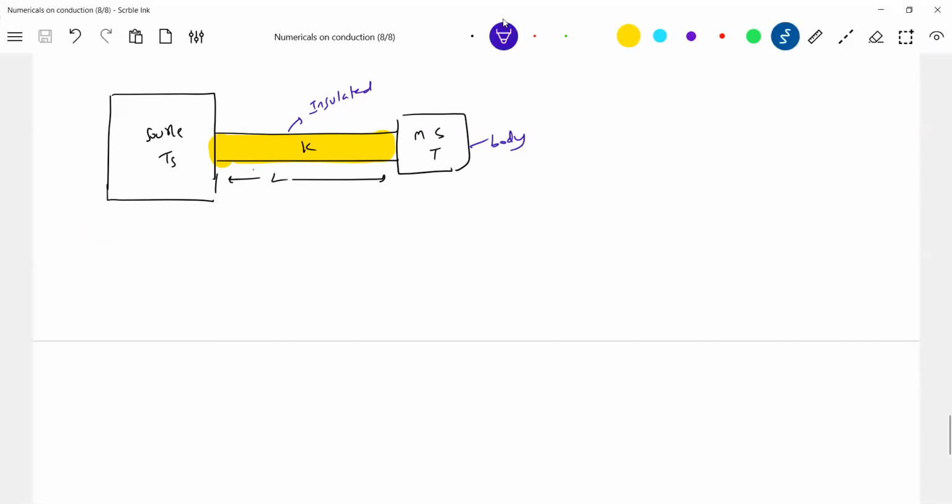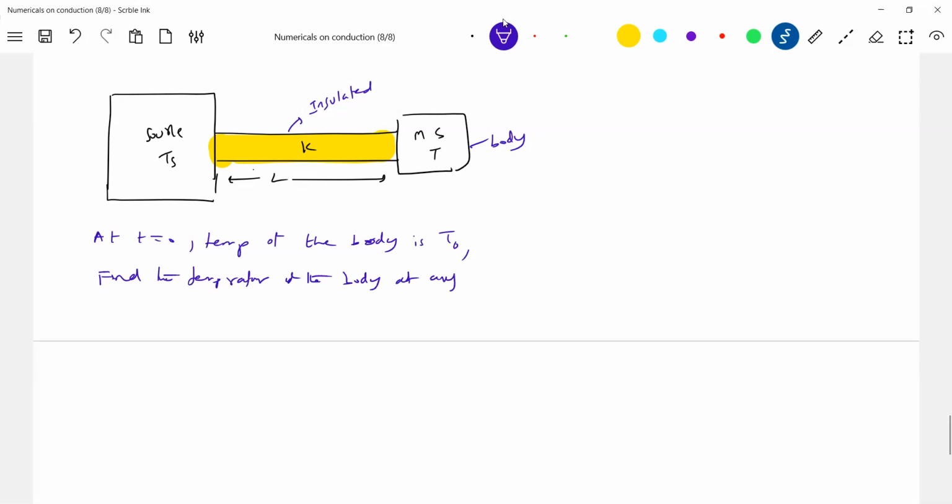of time. At T equals 0, the temperature of the body is T1, or T naught if you want to write T naught. Find the temperature of the body at any time T. This is our discussion. So now, from where is this body getting heat? The body is getting heat through the thermal conducting rod.